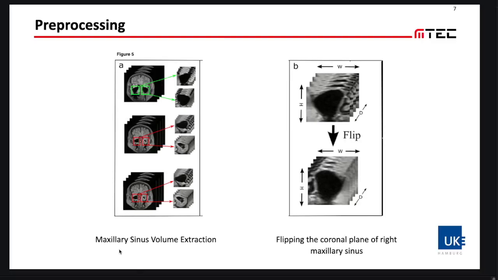Now coming to our pre-processing steps, there are 2 stages in it. First, we extract the maxillary sinus volumes from the larger head MRI of each patient. Secondly, due to the symmetry of the maxillary sinuses, we flip the coronal plane of the right maxillary sinus to give it the appearance of the left maxillary sinus.